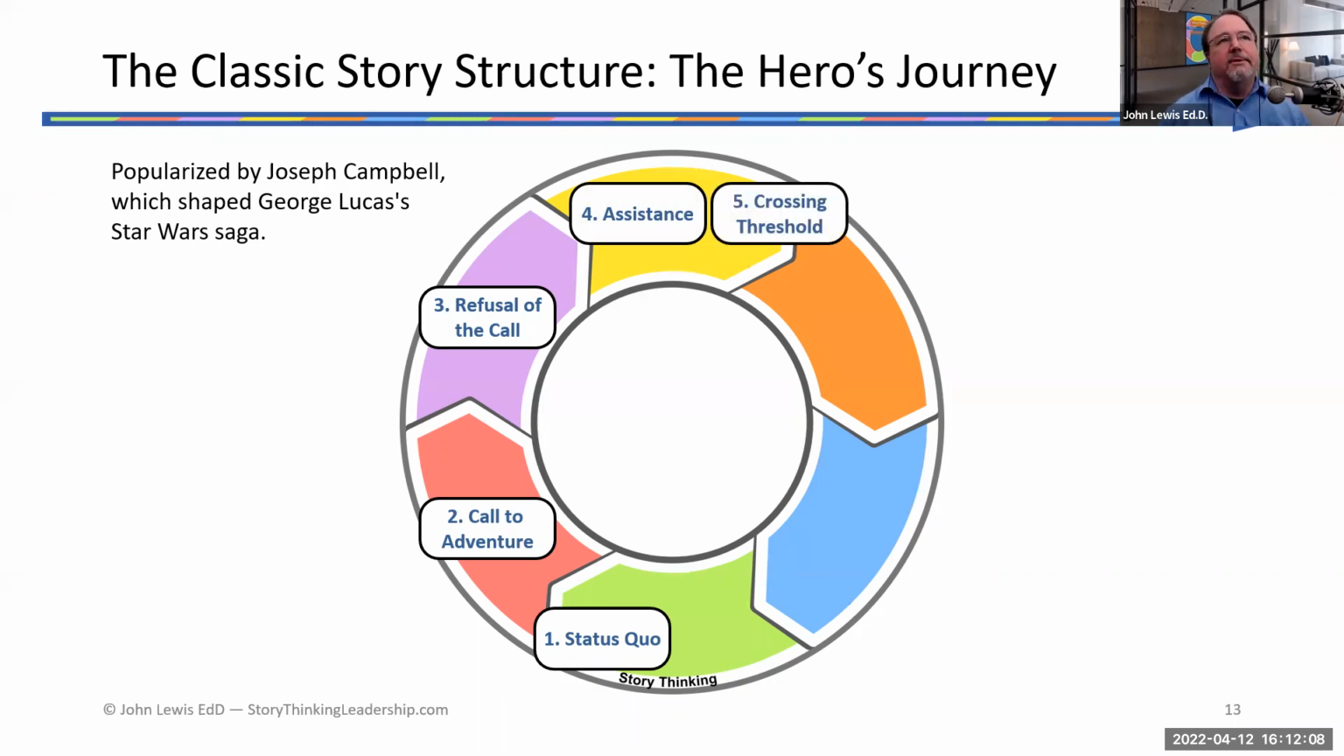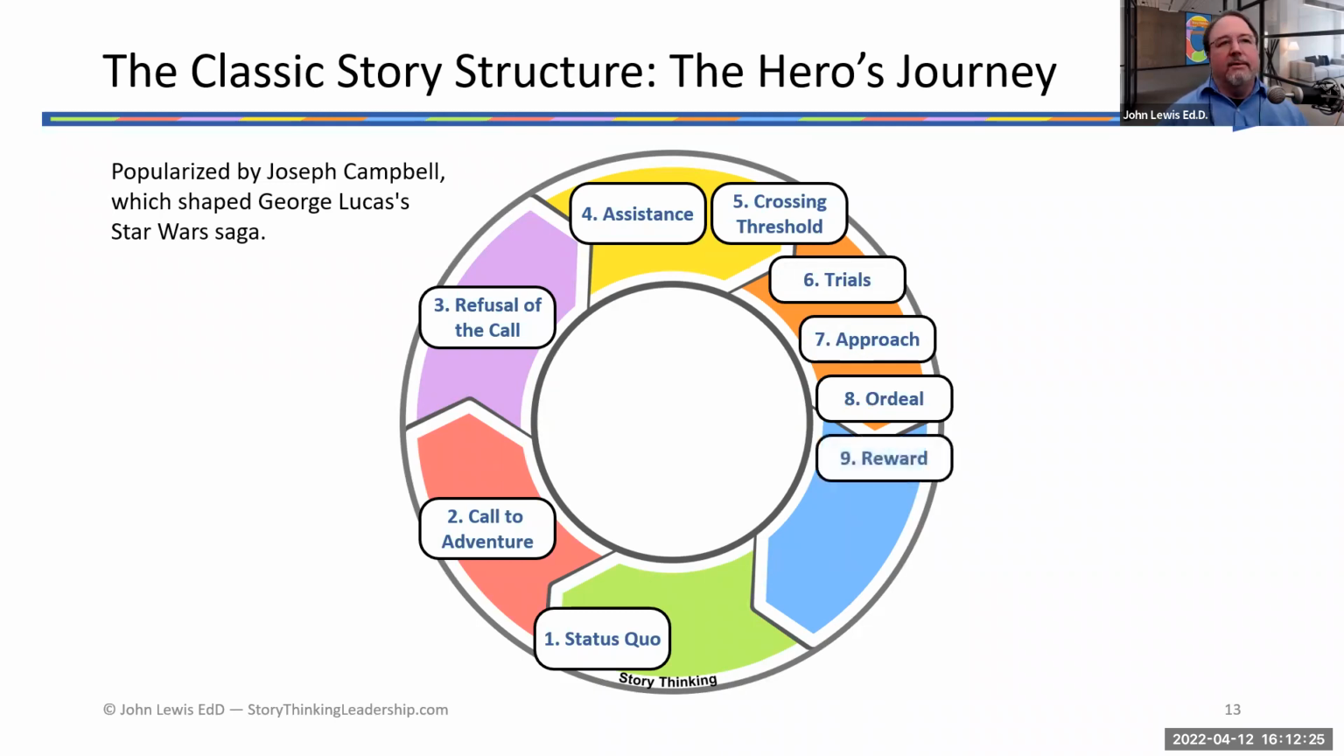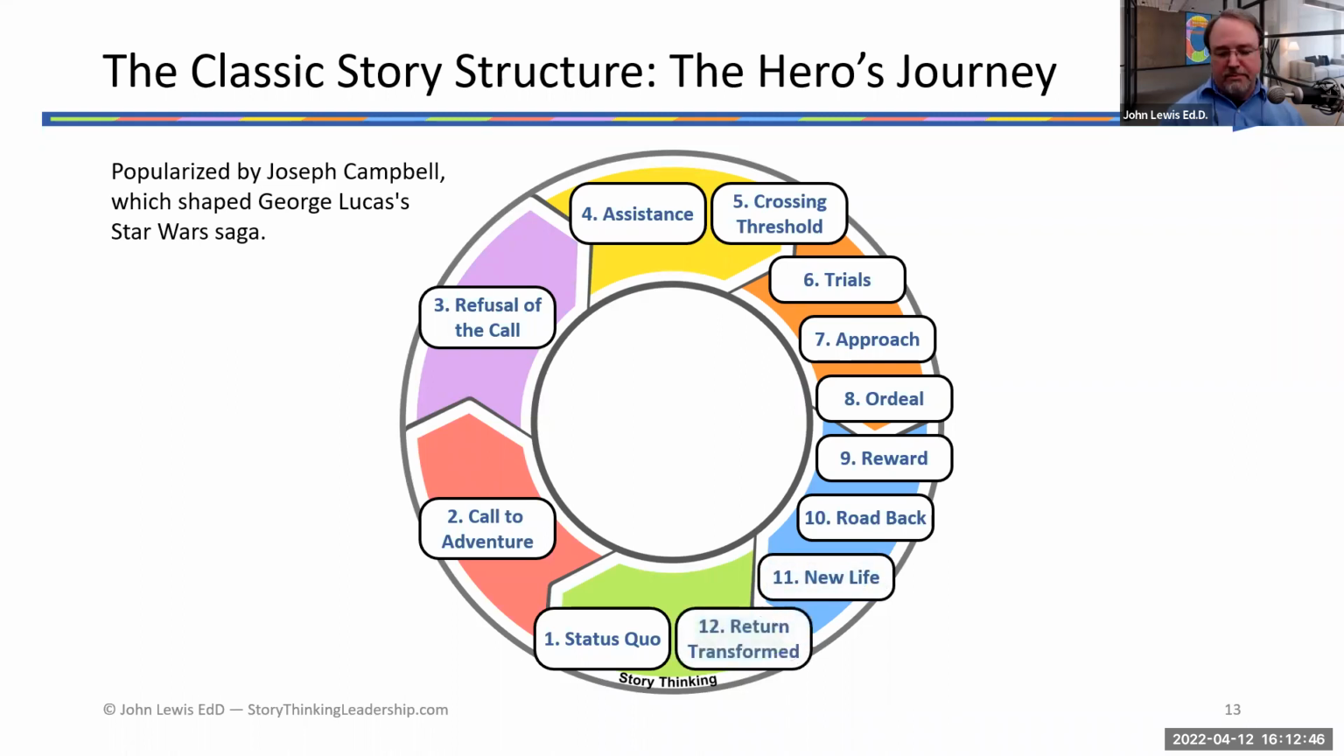And then there's a point he called crossing the threshold, moving towards trials, one trial after another, approaching something we know is coming, that he called the ordeal, the big thing that we know we have to face. And having faced it, we win, we accomplish. There's a reward, because it's called the hero's journey, not the loser's journey. But it's not over. The story's not over. Maybe we were just lucky that one time. There's a few more steps, some things that happen, our confidence, realizing that something's different about us, not just our environment, a new life, and we return transformed.